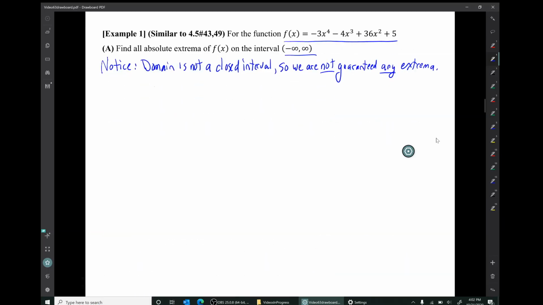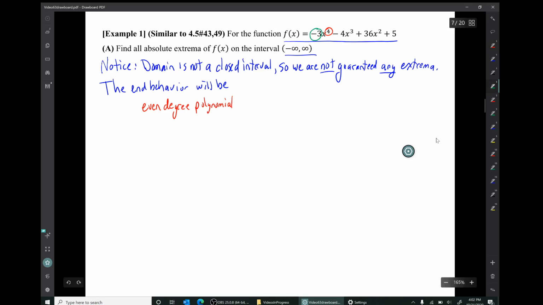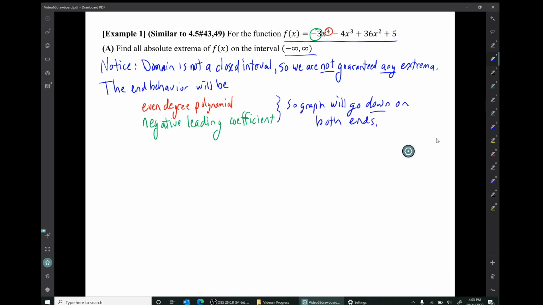Well, what is the end behavior? What do we look at? We look at the degree of the polynomial, so it's an even degree polynomial. And what else do we look at? We look at the sign of the leading coefficient. We have a negative leading coefficient. So those two things tell us that the graph will go down on both ends. Now, when I say down on both ends, I mean it just keeps going down.